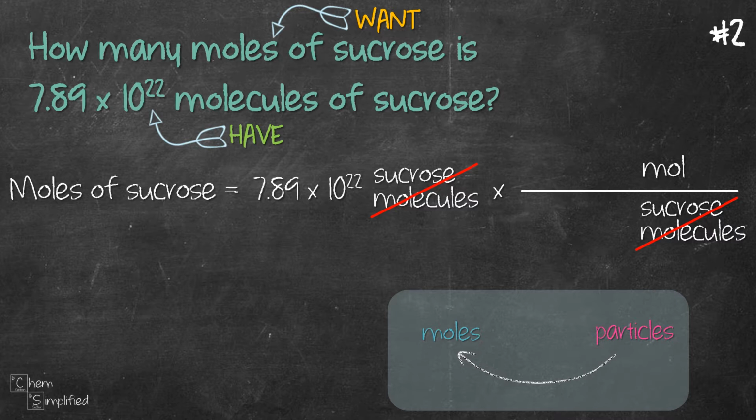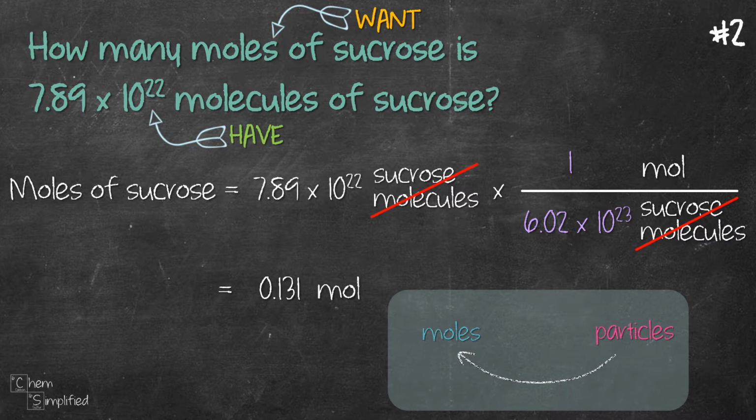Okay, now it's time to fill in the numbers. Again, 1 mole of anything is equal to 6.02 times 10 to the power of 23. So we place 1 next to mole, and we place 6.02 times 10 to the 23 next to sucrose molecules. So we take 7.89 times 10 to the 22 times 1 divided by 6.02 times 10 to the 23, and we get 0.131 mole. Don't forget to include the unit mole.